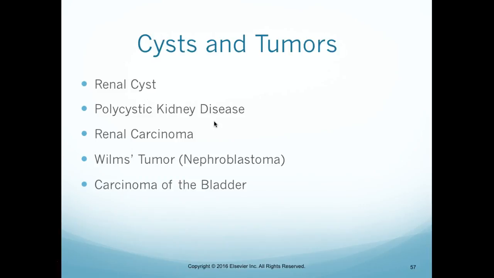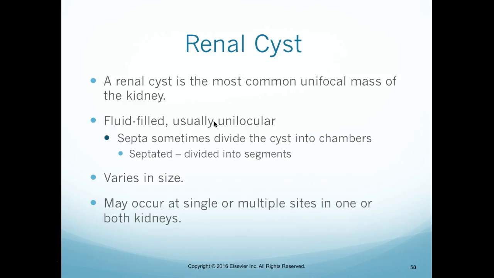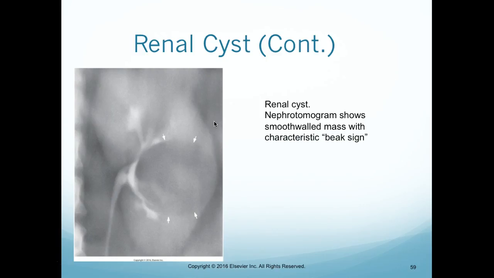So cysts and tumors. Looking at renal cysts, they're the most common focal mass of the kidney. They're fluid-filled, usually unilocular. Septa sometimes divide cysts into chambers. If it's divided into segments, we call that a septated cyst. They vary in size and may occur as single or multiple sites in one or both of the kidneys.